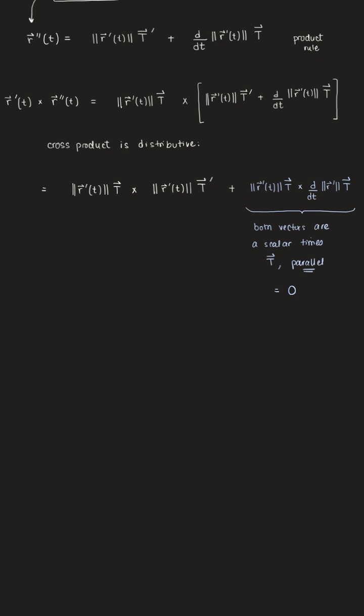So the cross product of parallel vectors is just 0. We can think of this as the 0 vector. That would be fine, but it's going to be 0 no matter what. So we're going to focus on the other addend. Right now, if we write the full statement that we were starting with, our cross product of r prime of t crossed with r double prime of t is equal to this addend.